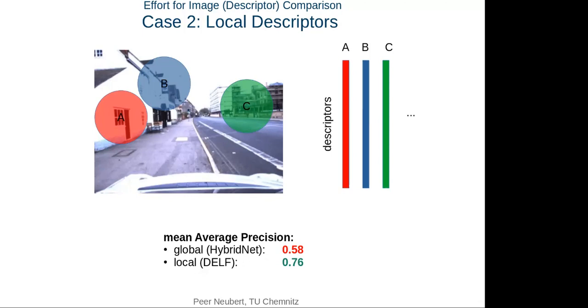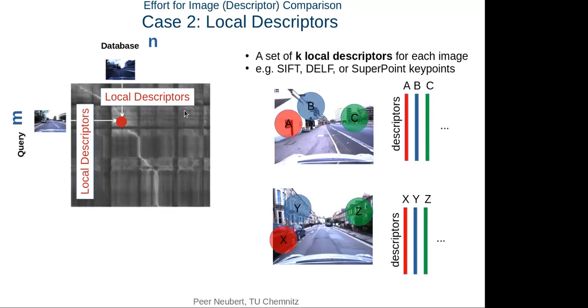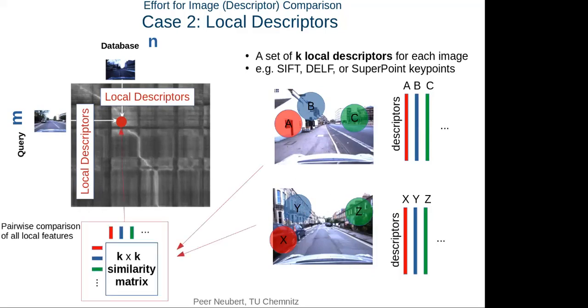But there is a big problem, and that's computational effort. So if we look again at the computation of our similarity matrix, if we have those local descriptors, so meaning k descriptors for each image, something like SIFT, Delf, or SuperPoint, then now the task of comparing the descriptors A, B, C from the database image to X, Y, Z from the query image requires computation of a small k by k similarity matrix between all those features. So a pairwise comparison of those local features. Again, in practice, we can be a little bit faster, but not too much faster.